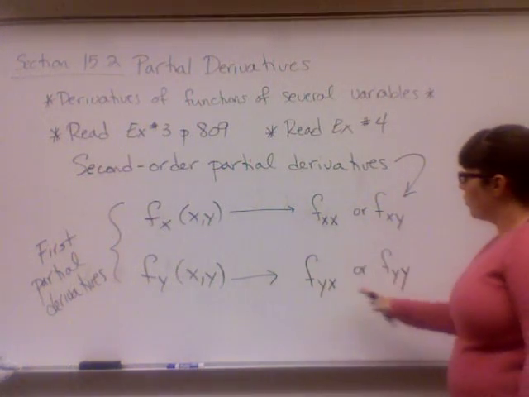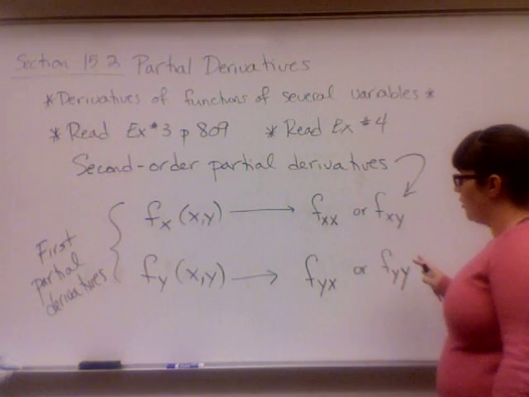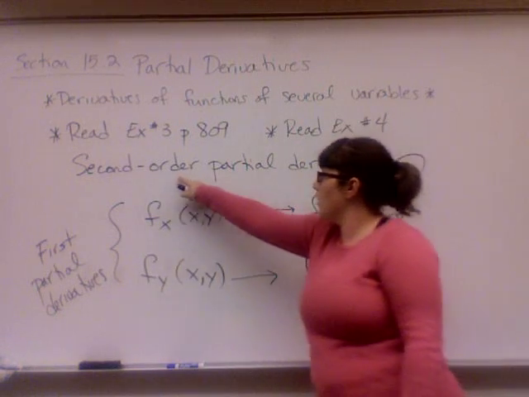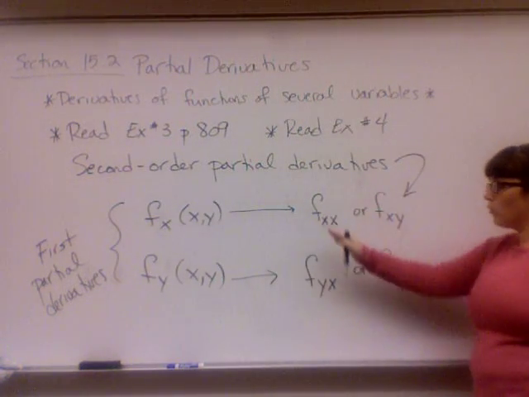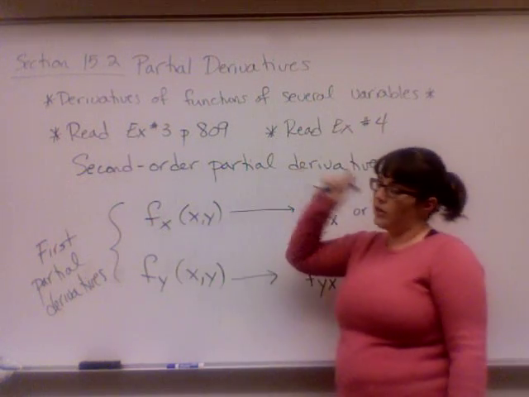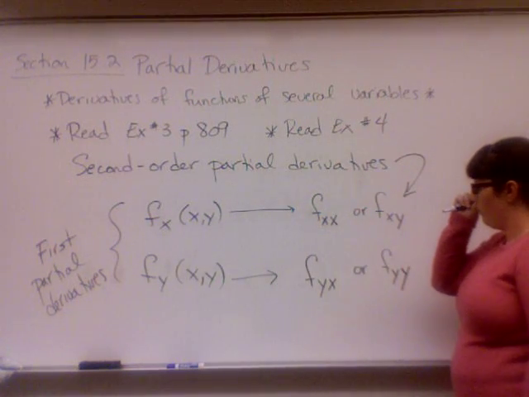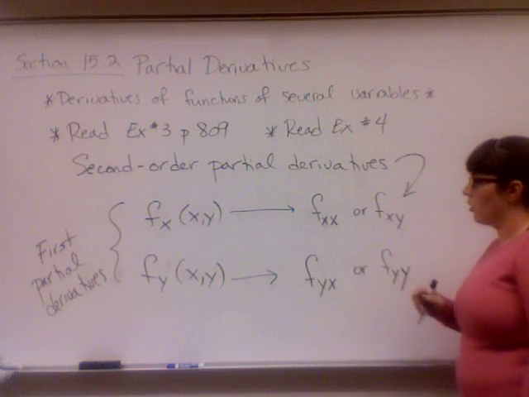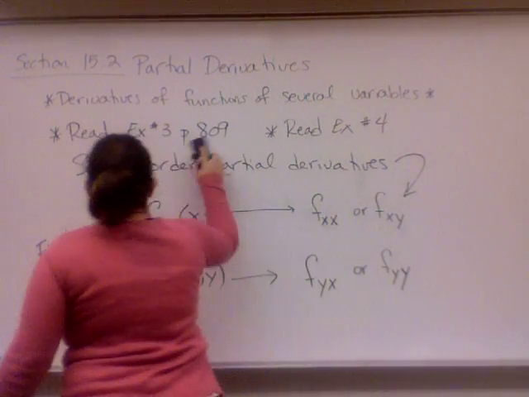So these four derivatives here make up what are called the second order partial derivatives. All four of these are all of the second derivatives of a function of two variables, f of x, y. So let's just see how this would work. Let's try calculating a second derivative.